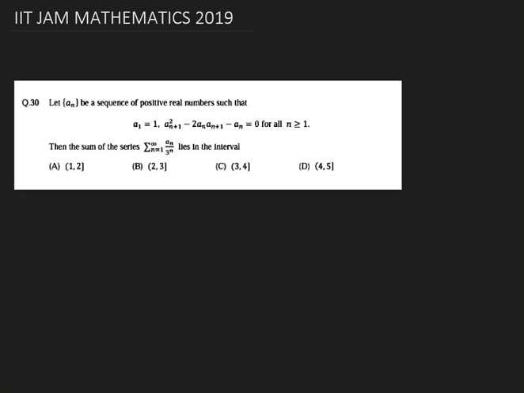Hello, today we are going to solve question number 30 of IIT JAM Mathematics 2019. Let a_n be a sequence of positive real numbers such that a1 is equal to 1 and a_{n+1} square minus 2 a_n multiplied by a_{n+1} minus a_n is equal to 0 for all n greater than or equal to 1. Then the sum of the series, the sum of a_n divided by 3 to the power n, where n is equal to 1 to infinity, lies in which of these intervals?